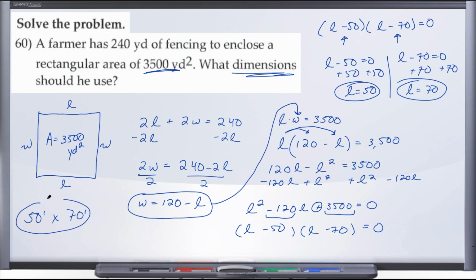And again, because they don't specifically ask you what are the lengths of each side or what are the widths of each side, you're just asked for the dimension. So you can say that the length is 50 and the width is 70, or you can say the width is 50 and the length is 70. They're not really asking for specificity, they just want the dimensions. And so once you solve this quadratic equation, you really have the numerical answers, 50 by 70, and that's all you're asked for. All right, so that was 60.